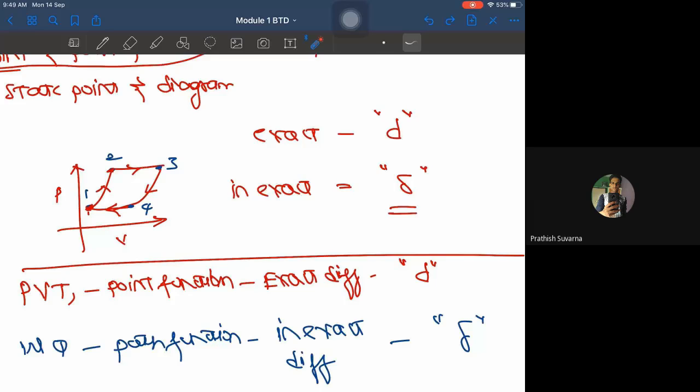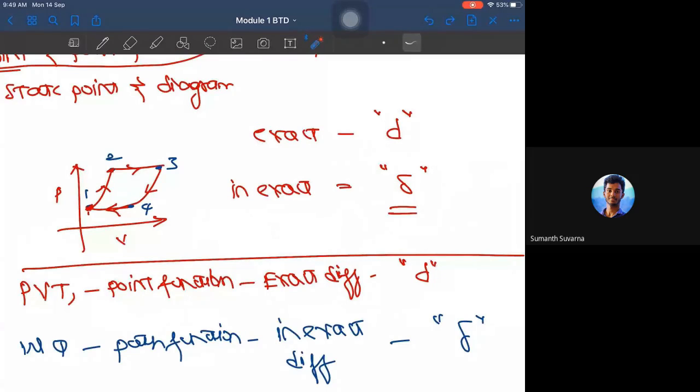That's great. Shehzad, is work an exact differential or inexact differential? It is an inexact differential. Why is it an inexact differential? Because it is a path function. Okay, that's great.